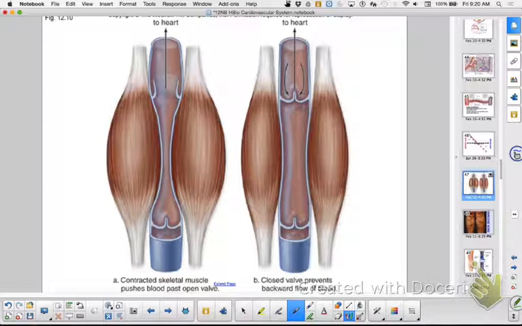So your veins are collapsible. And so when your skeletal muscle contracts, and I think we've talked about this before, it pushes against the collapsible vein wall. And when it does that, you could get blood squirting in both directions, but it doesn't because of the valves.